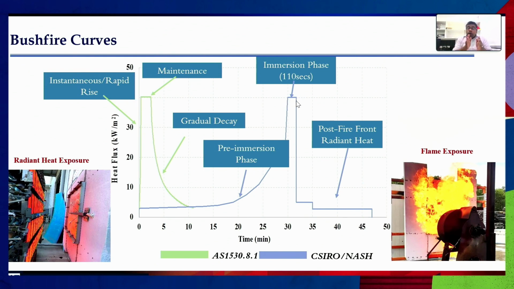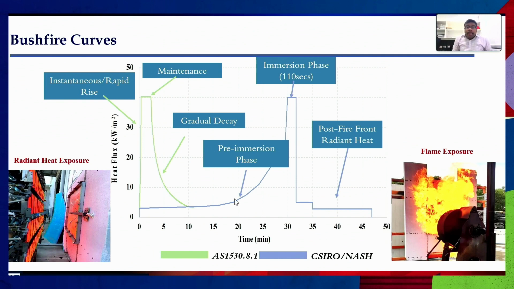So now, to understand the material and the component behavior of the shutter and the window together, we have two different BAL 40 curves. One is a very short, rapid fire curve, that is the BAL 40 curve, which ends in 11 minutes. And the other one is a very prolonged 47 minutes duration fire, but without a flame zone. And then for the flame zone exposure, we have the exact curve in the NASH bushfire standards.